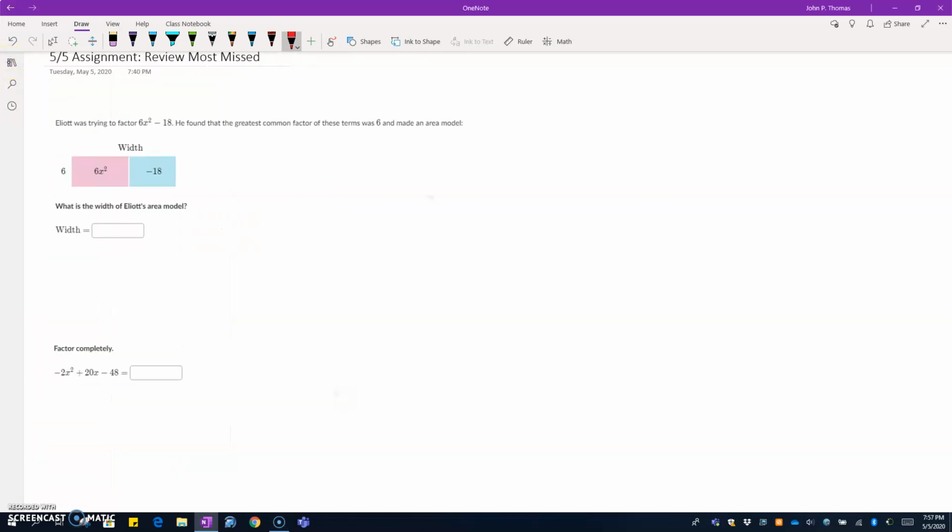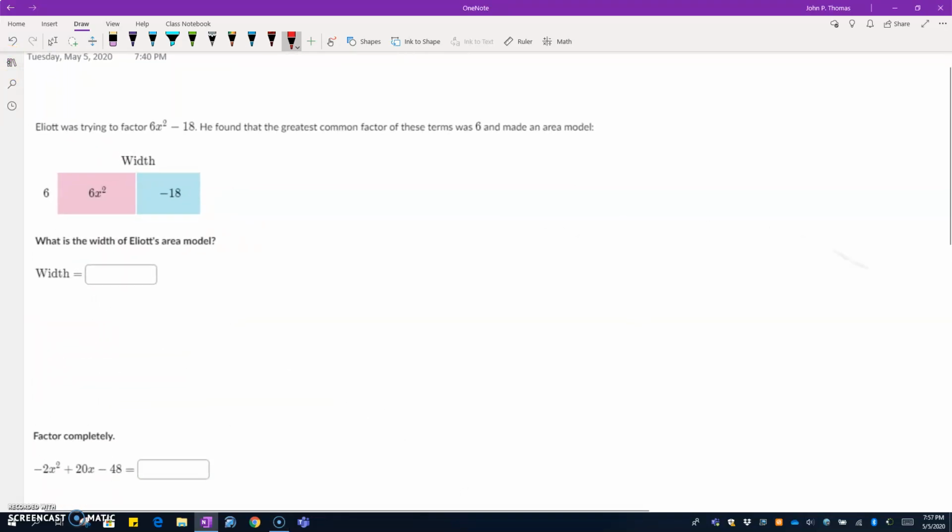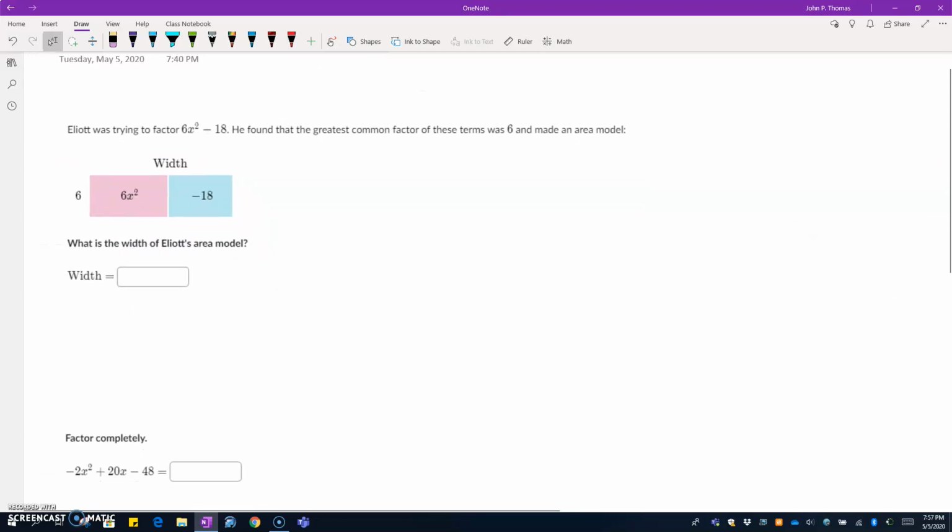Alright, we're going to take a look at the most missed problems from the recent quiz that we had over some algebra review. It says this first one, Elliot was trying to factor 6x squared minus 18. He found that the greatest common factor of these terms was 6 and made an area model. Alright, so then it asks what is the width.